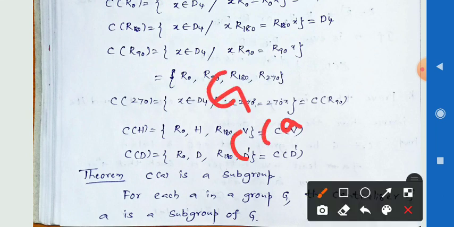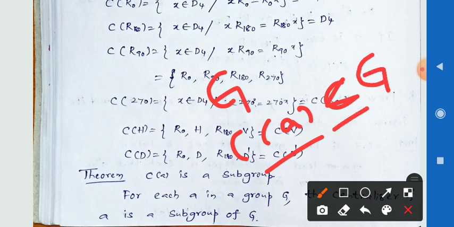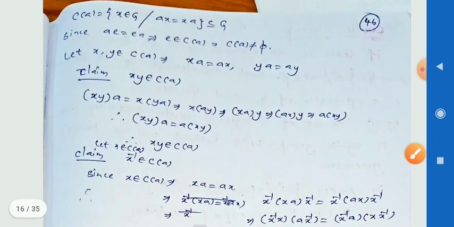C of A is the centralized of A in G. Here C of A means the centralized of A in G. We have to show that C of A is a subgroup of G. For this, I am taking C of A as the set of all x belonging to G such that Ax is equal to xA.